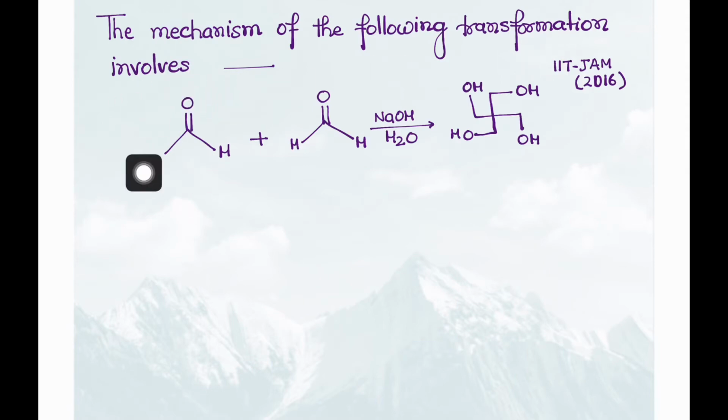So we have acetaldehyde and we have formaldehyde reacting in presence of caustic soda and forming this beautiful product. We have to just see the mechanism and find how many aldol steps are there and how many Cannizzaro steps are there. So let's see the mechanism first.